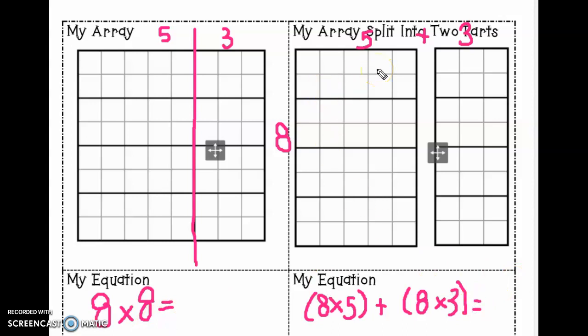What's 8 times 5? Let's count by 5 8 times. That ends up with 40. And 8 times 3 is 24. And then we add 40 plus 24 back together. And that would get us to 64. And 8 times 8 is 64. I think we have time to do one more together.